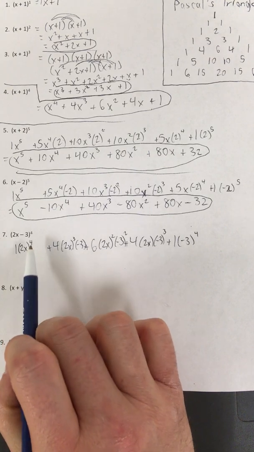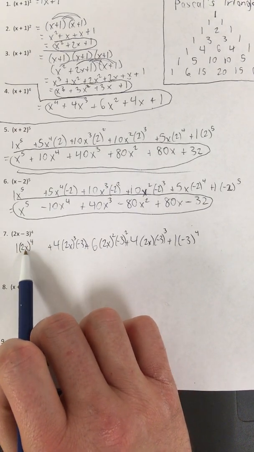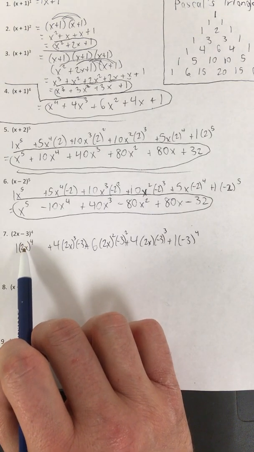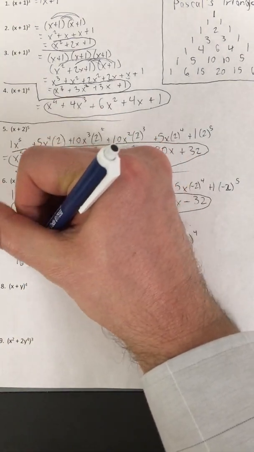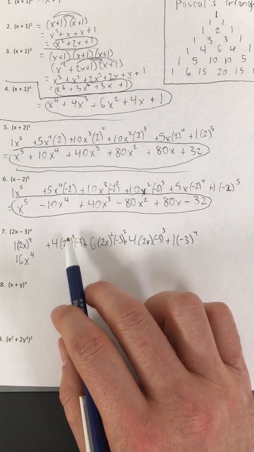So now this time, that 4 exponent, does that apply to the 2 or to the x? It applies to both of them. All right, I'm going to have to do 2 to the 4th, which is 16. All right, so I'm going to get 16 and then x to the 4th. And then over here, 2 to the 3rd, that's 8.